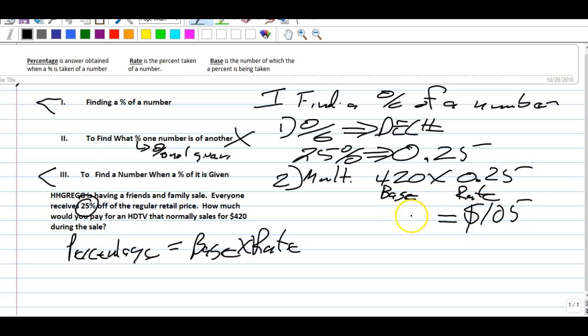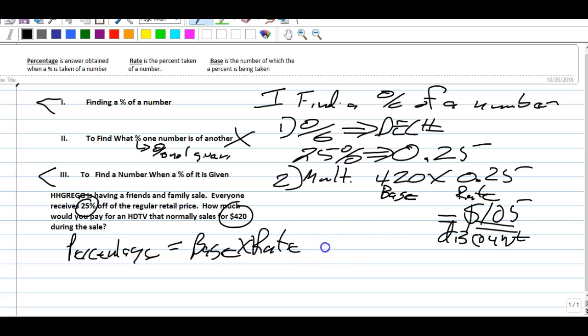Now, I found 25% of 420, and that gives me 105. But 105 is not the sale price. That is the discount. I can't buy a $420 TV for 105. If I could, then I would buy every one they have and sell them for double that price on eBay and make a good profit. But this is the discount.